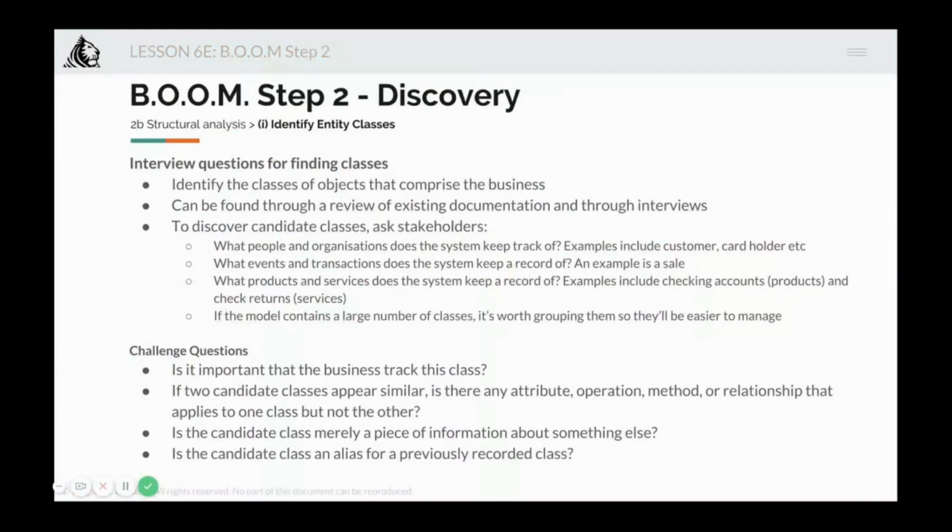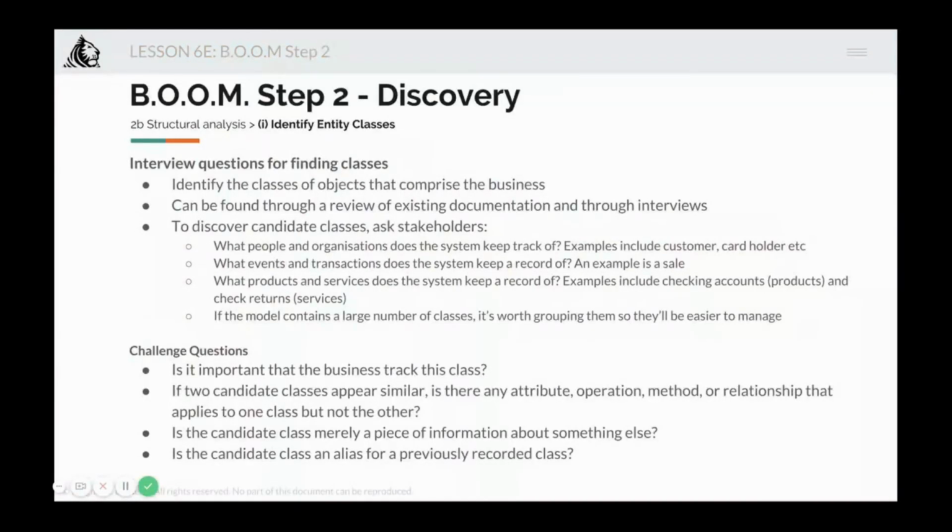I have added some challenge questions as well in the speaker notes. I suggest that you go through that. And just remember that the goal of this step is to produce a simple list of classes, nothing else. Anything else you pick up at this stage is gravy. For example, if you pick up any attributes now, by all means record them, but don't spend too much time on them. Here are some follow-up questions that you can ask users about selected classes.